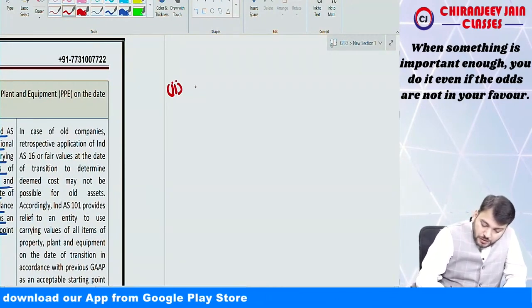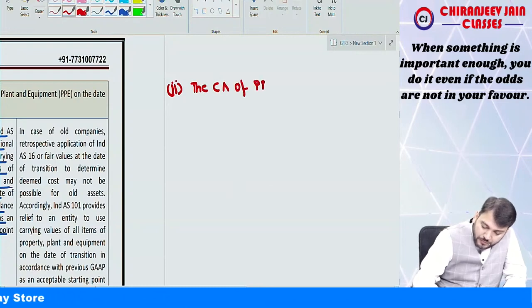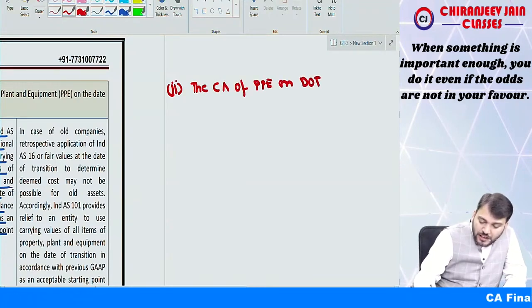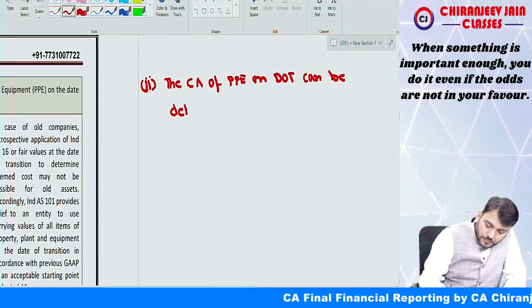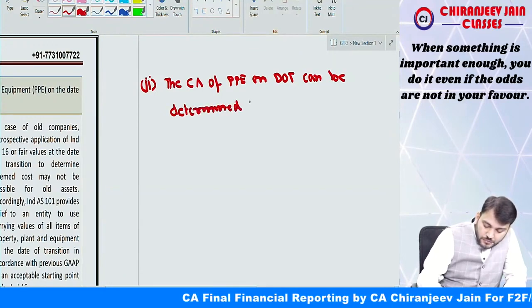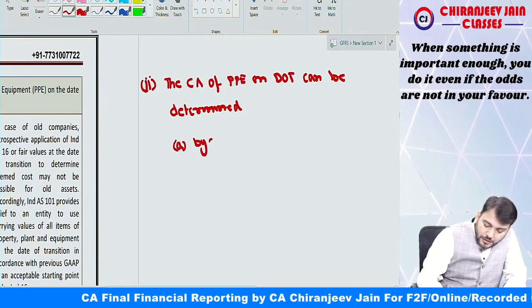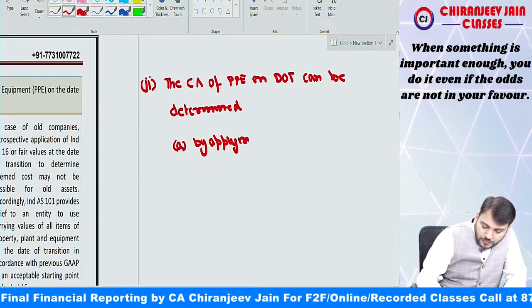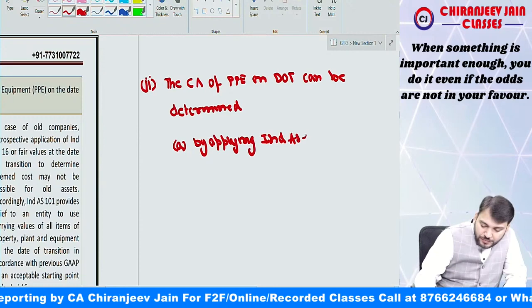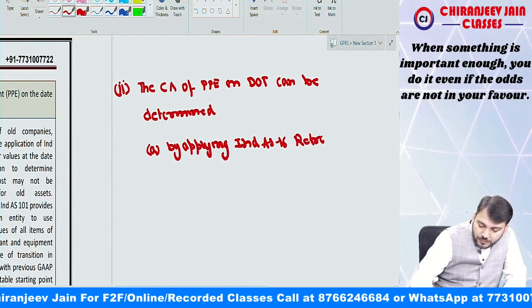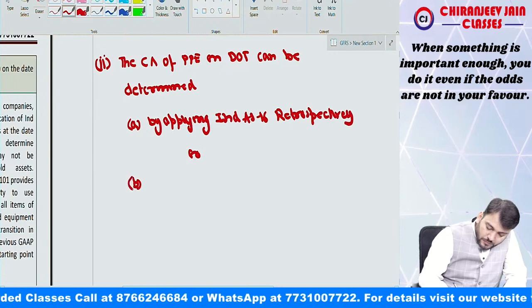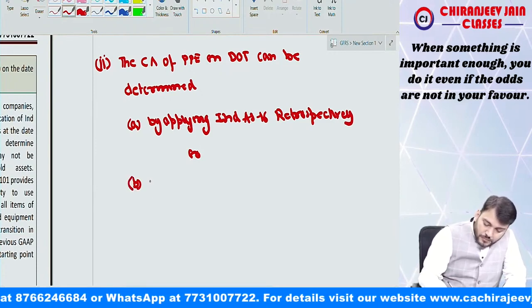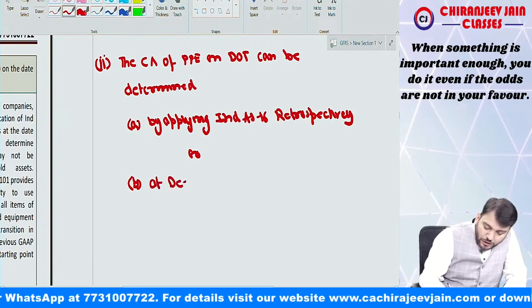Correct. The carrying amount of PP on the date of transition can be determined by applying Ind AS 16 retrospectively, or at deemed cost.